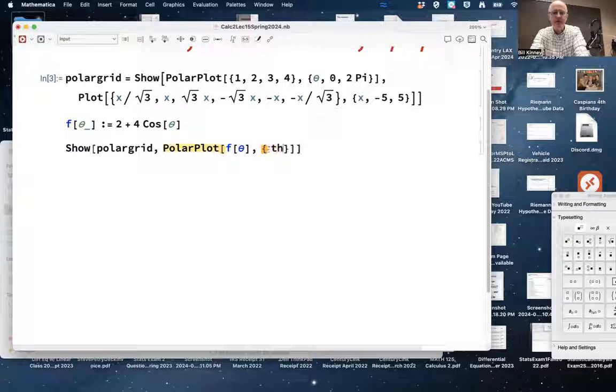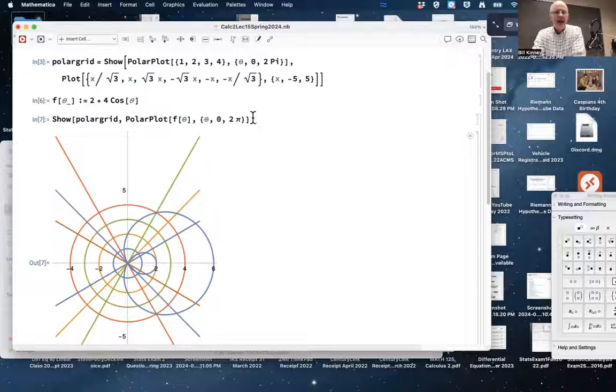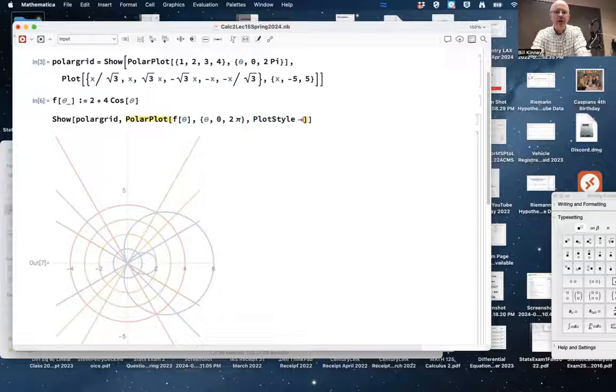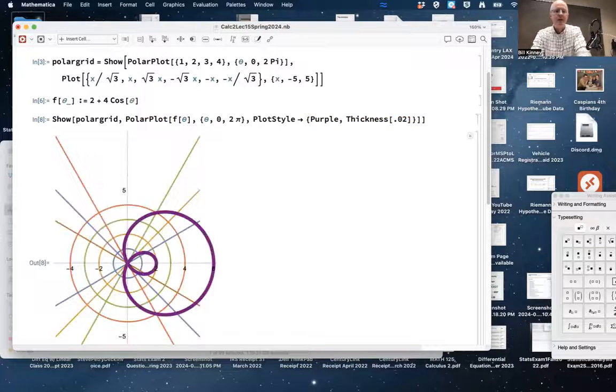Theta is going from 0 to 2 pi. We see the finished product, not the tracing out. And it'd be nice to maybe make it stand out more. Plot style, arrow, say, how about purple? And make it thicker, like thickness 0.02. There we go. There's our limaçon.